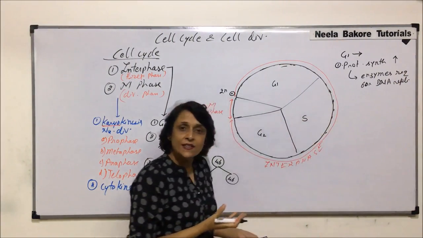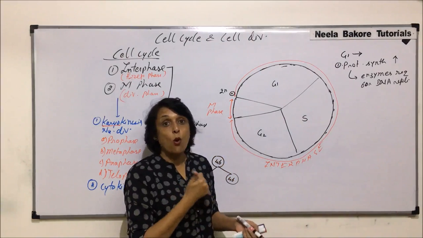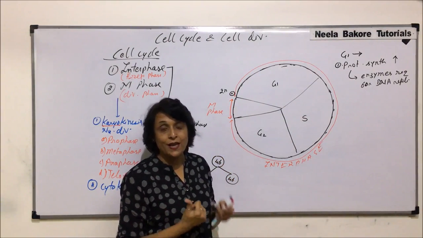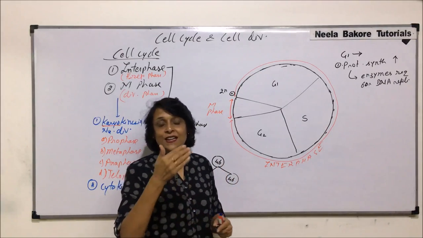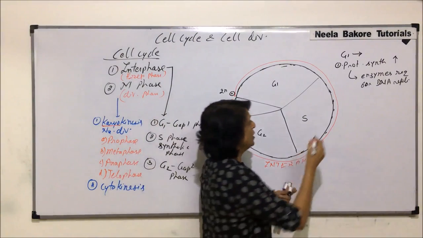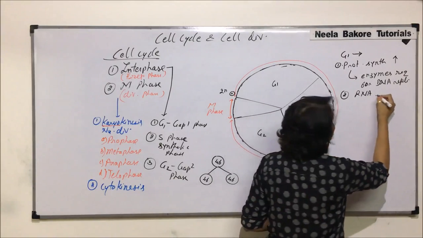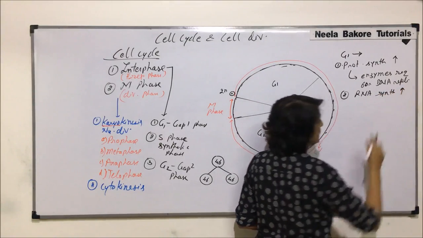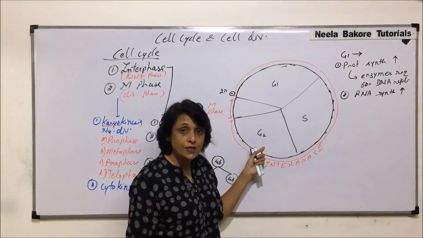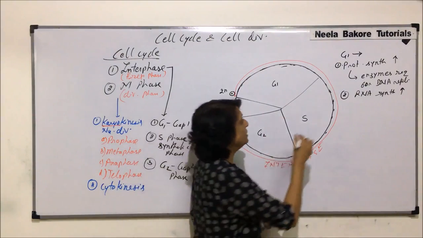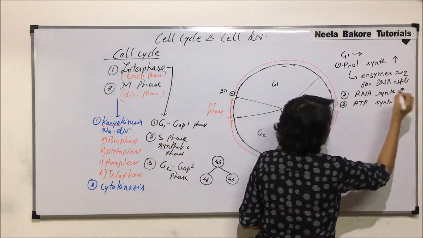What is required for protein synthesis? Protein synthesis means transcription and translation. That means all three types of RNAs should be there: rRNA, mRNA, tRNA, because they only will help in the process of transcription and translation. So here, the second thing which takes place is RNA synthesis increases. Are these processes active which are going to happen in further stages? They all require ATP. So third, ATP synthesis takes place.